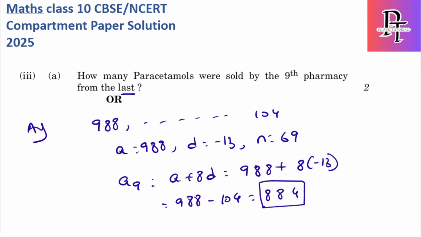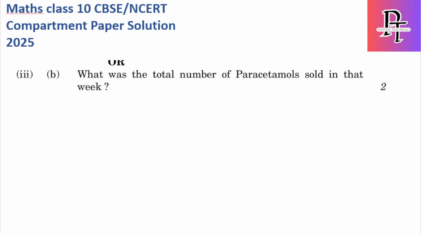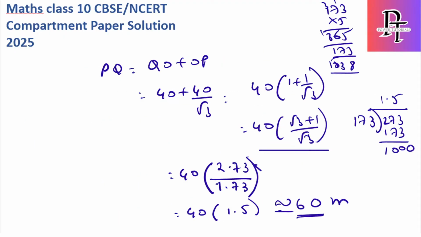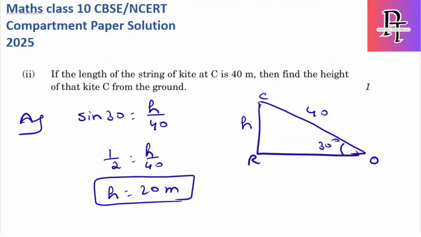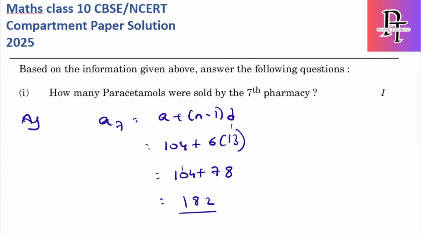So let's see the B part. B part is a sum of n terms question. What is the total number of paracetamols sold in the last week? For this I will simply use A plus L because I know A and the last value as well. So the formula is n by 2 into A plus L. N I know it is 69. Let's cross check. N value 69 only, right? Yeah, N is 69.